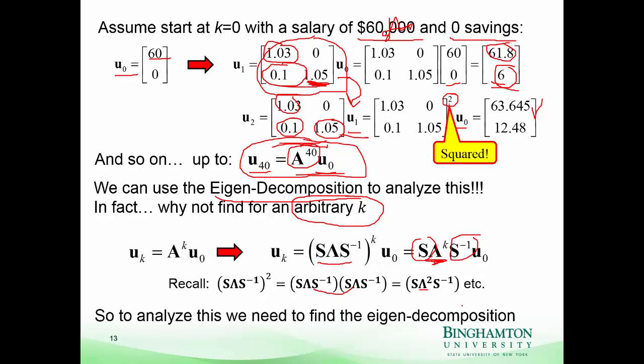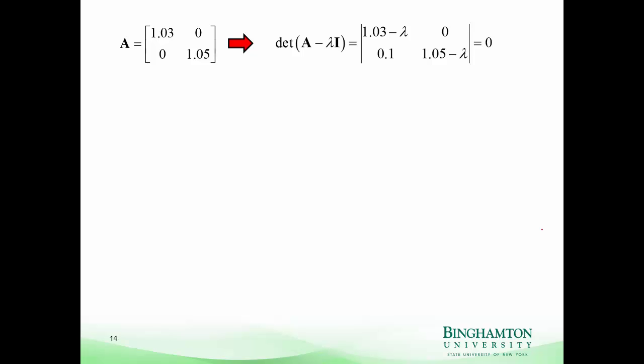So to analyze how this system works, we look at the eigen decomposition of this, find the eigenvalues, and look at the eigenvalues raised to the kth power, because that's what's happening in this lambda to the k. That's the beauty of using this eigen decomposition. So let's take a look at that.